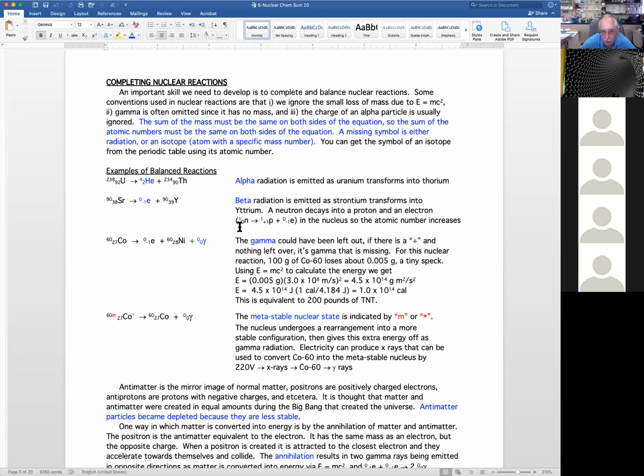So here's what happened. A neutron decayed into a proton and into the electron. That proton stayed in the nucleus. That's why this number went up. And that electron came flying out of the nucleus. And that's beta radiation.